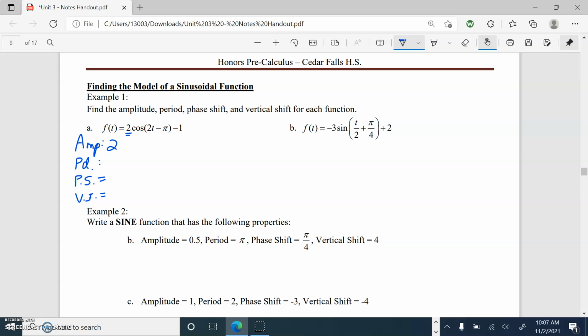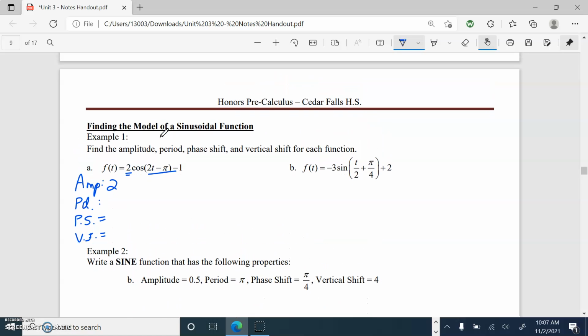But before we can go any further, our period and our phase shift are affected by these middle numbers here. What you'll notice is that this has cosine of the quantity 2t minus pi. The way we're going to teach you to do this is the same way we taught you when we were modifying traditional polynomial graphs.